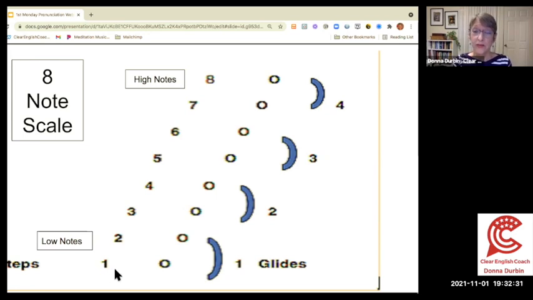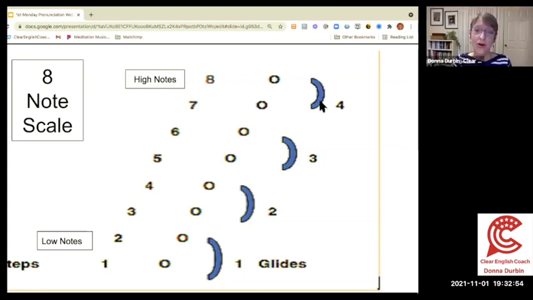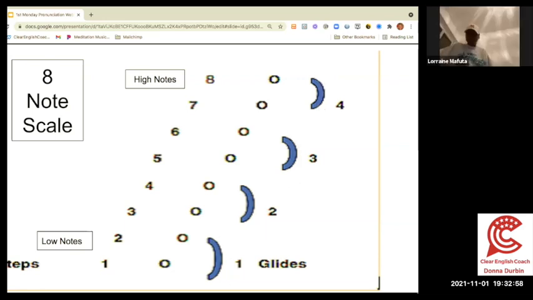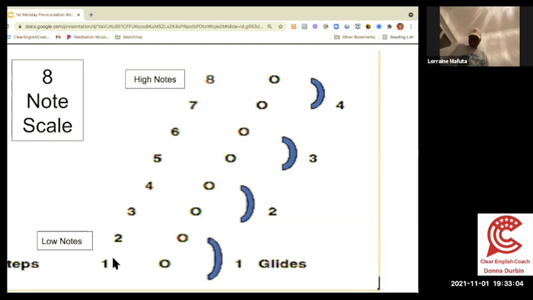Okay, Lorraine. 1, 2, 3, 4, 5, 6, 7, 8. 8, 7, 6, 5, 4, 3, 2, 1. Great. And the glides? 1, 2, 3, 4. 4, 3, 2, 1. Sometimes people can go up the scale, but they have a harder time coming down. Okay. Excellent. Good job.